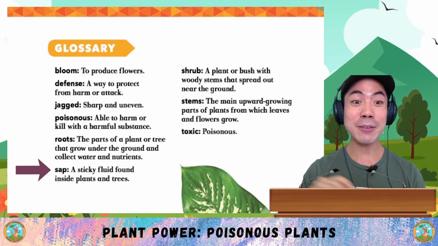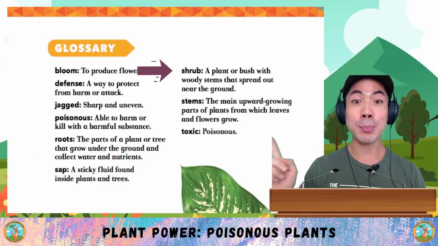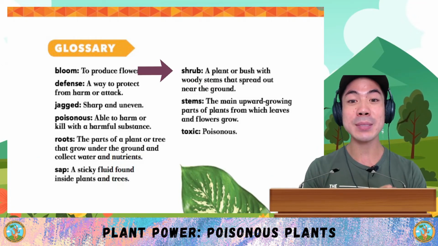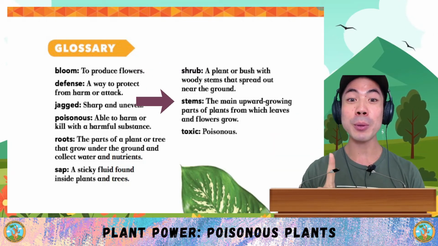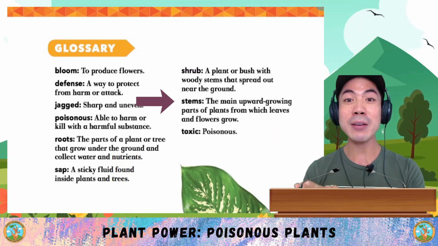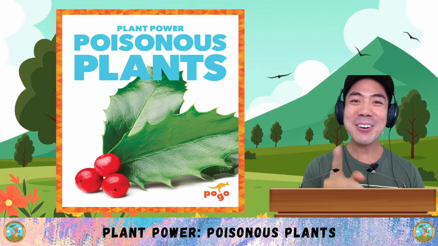Sap is a sticky fluid found inside plants and trees. Shrub is a plant or bush with woody stems that spread out near the ground. Stems are the main upward growing parts of a plant from which leaves and flowers grow. And toxic means poisonous. Now it's your turn.